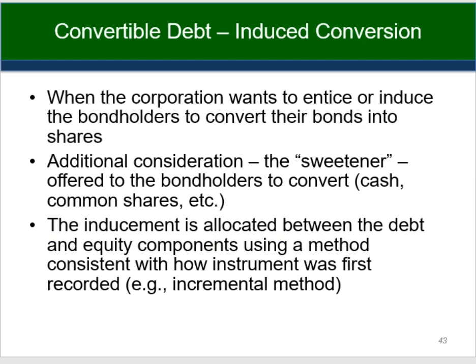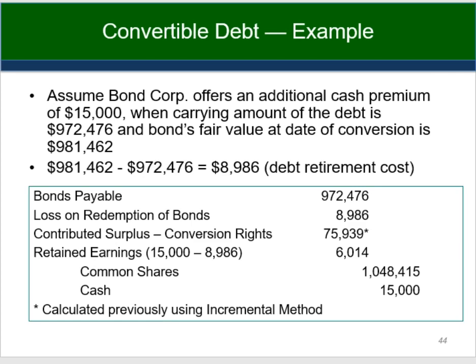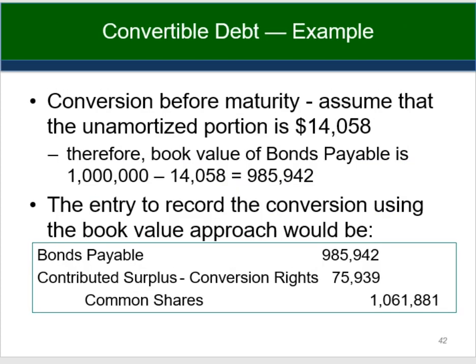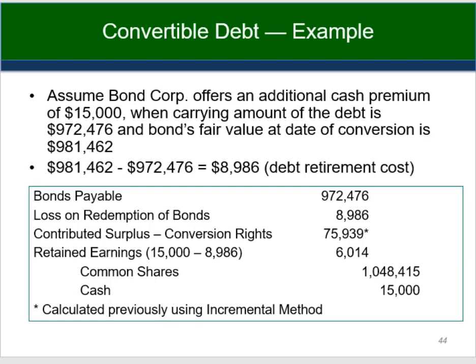If the corporation wants to entice the bondholders to convert their bonds, they add an additional sweetener, and that inducement is allocated between debt and equity using a method consistent with how the instrument was first recorded. So in our case, we use the incremental method. We would use the same method to allocate them here. So we assume the bond corp offers an additional 15,000 sweetener when the carrying amount is 972,476, which is slightly different from the example that we had before. 985,942 is what it was before. 972,476 is the carrying amount, so that has to go away.